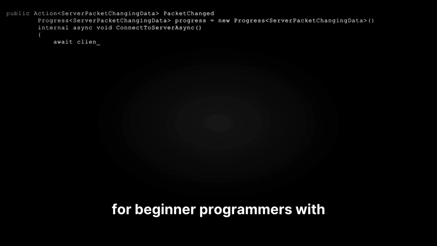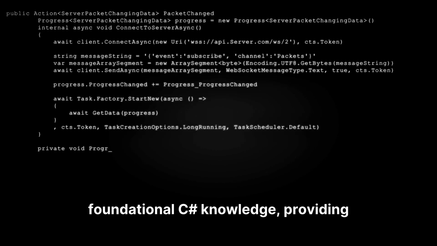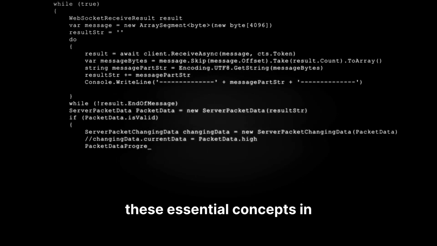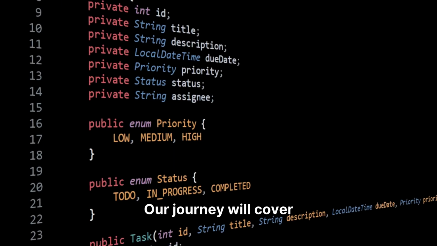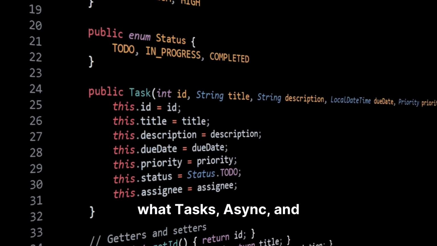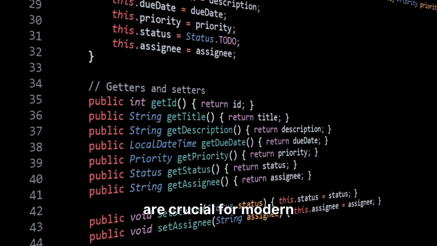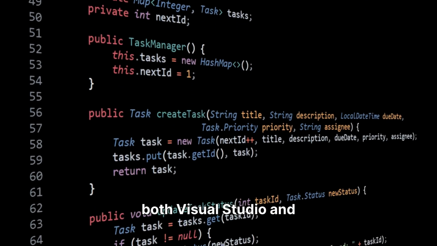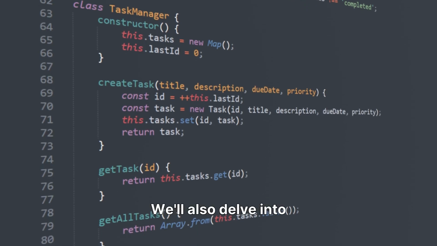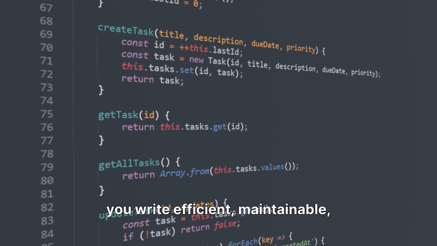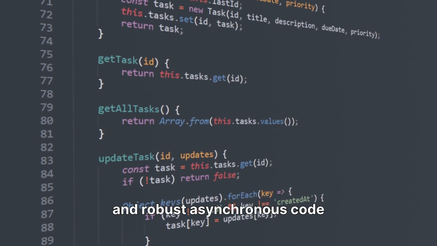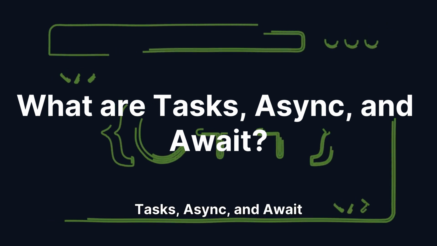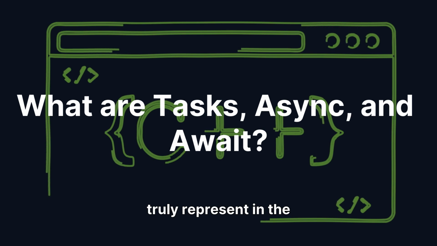This guide is tailored for beginner programmers with foundational C-sharp knowledge, providing a clear, step-by-step approach to understanding and implementing these essential concepts in your projects. Our journey will cover what tasks, async, and await are, why they are crucial for modern applications, basic multithreading principles, and practical applications in both Visual Studio and Unity. We'll also delve into best practices to ensure you write efficient, maintainable, and robust asynchronous code that stands the test of time.